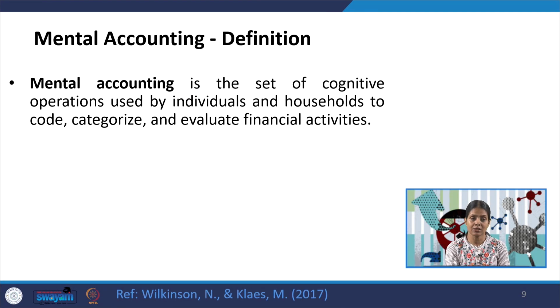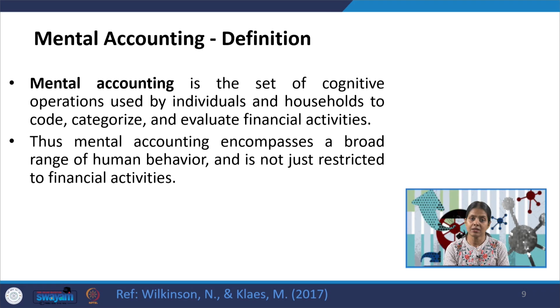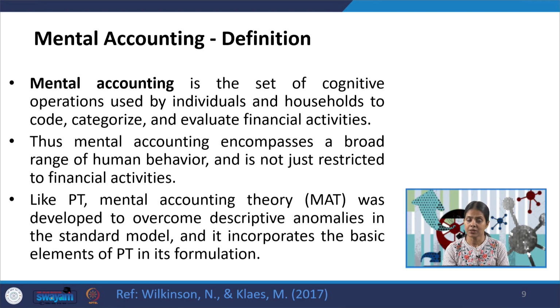So, mental accounting is trying to understand basically how our mind processes different transactions, purchases, etc. From that perspective, mental accounting is defined as the set of cognitive operations used by individuals and households to code, categorize and evaluate financial activities. Thus, mental accounting encompasses a broad range of human behavior and is not just restricted to financial activities. Like prospect theory, mental accounting theory or MAT was developed to overcome descriptive anomalies in the standard model, and it incorporates the basic elements of prospect theory in its formulation. The standard model is of course normative, but it failed to describe certain behaviors. Those descriptive anomalies are, again, another thing mental accounting attempts to address.